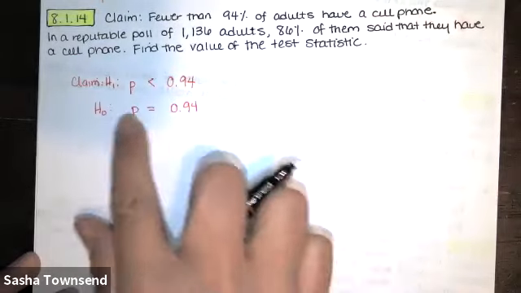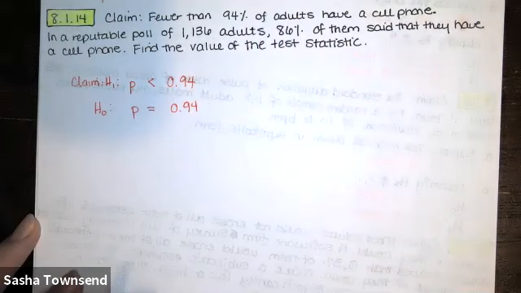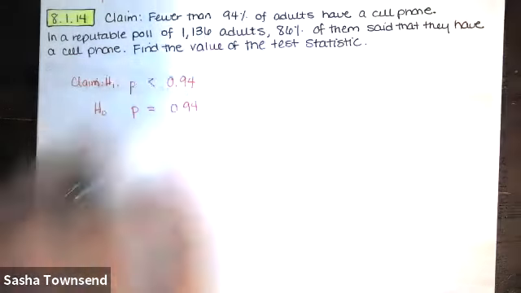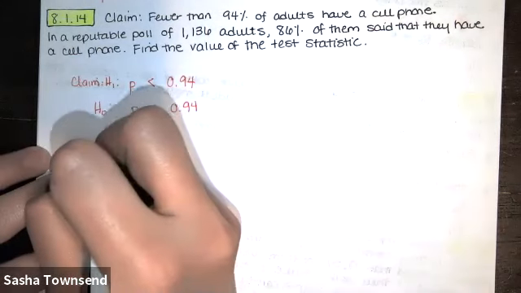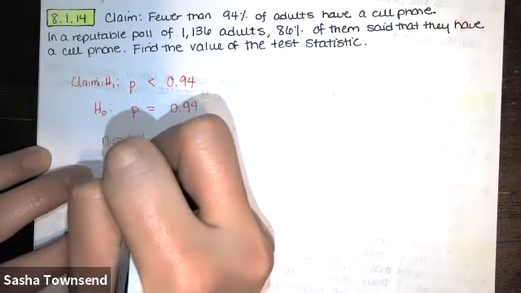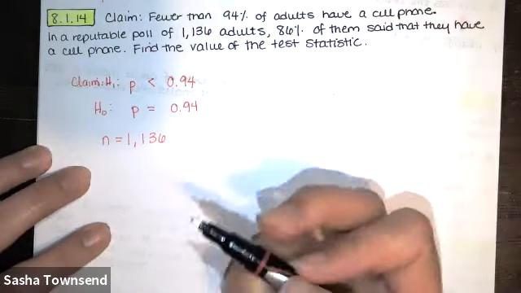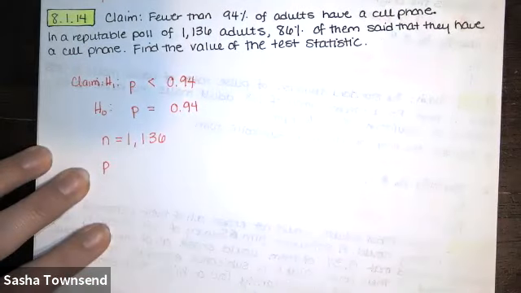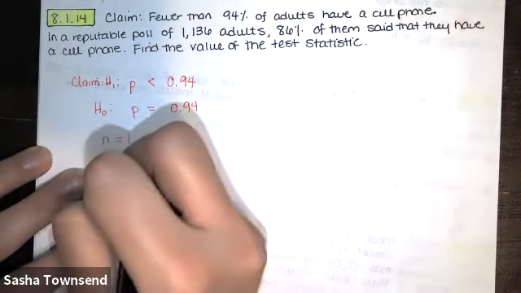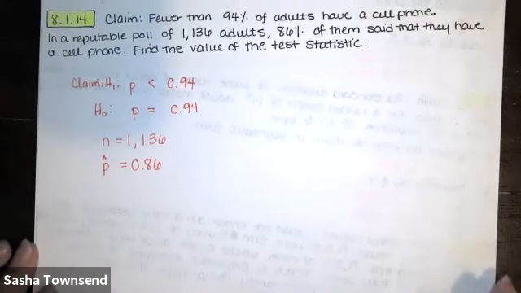Okay, so this is what we're testing, and we're wondering if that's true. Now we're going to use this information. It says in a reputable poll of 1,136 adults, so our sample size is 1,136. 86% said that they have a cell phone. So that is a proportion for a sample, that's P hat. So we have 0.86 there.